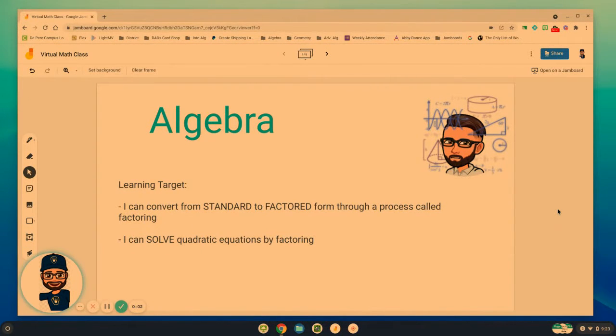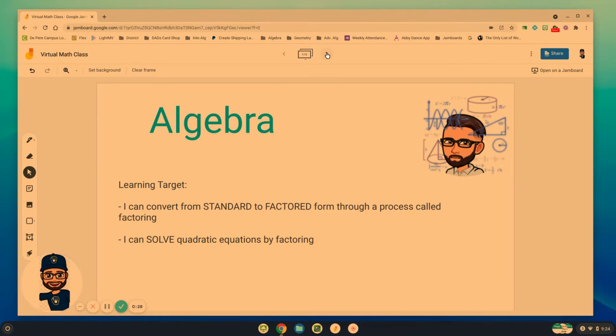Hello algebra students, and welcome back to another video lesson as we continue to focus on factoring. This process of going from standard form into factored form by using factoring is what we did a lot last week. And now we're going to take it one step further to talk about how we can use that to solve quadratic equations. Kind of already know how to do it though, I think.